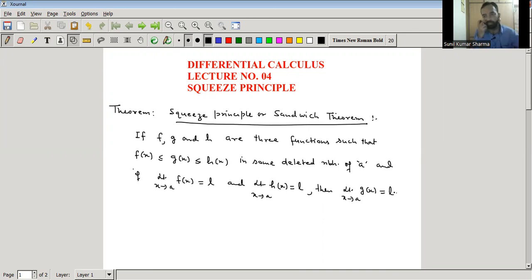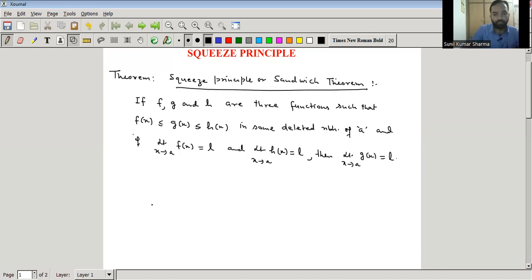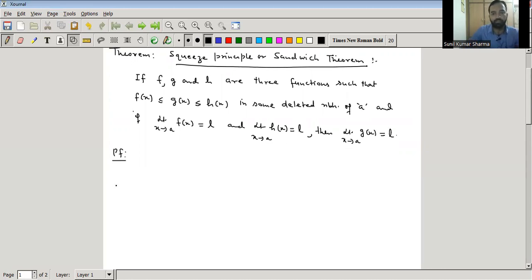You have to prove that limit of the function f(x) as x goes to A, and h(x) as x tends to A, if both are equal to some number L, then limit of g(x) when x tends to A is also equal to the same number. So we have to prove this. So before proving this result, let us discuss some examples.